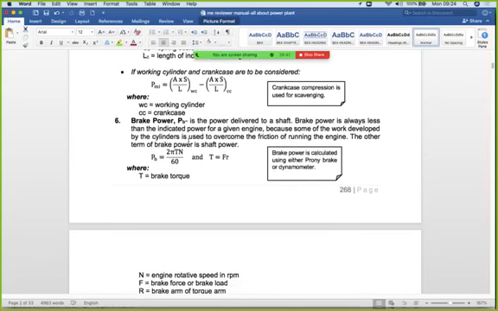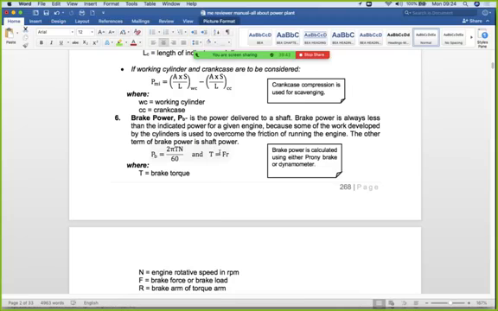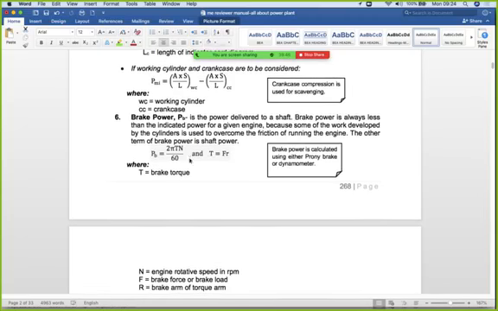We go now to the brake power. Brake power is the power delivered to the shaft. So that brake power is the torque.